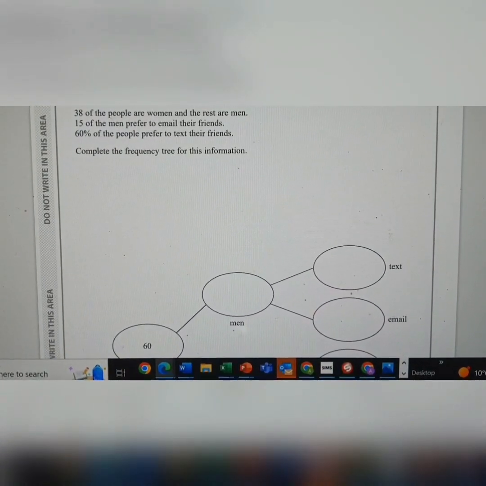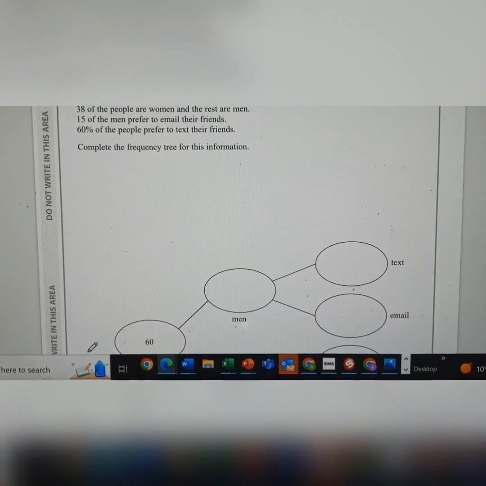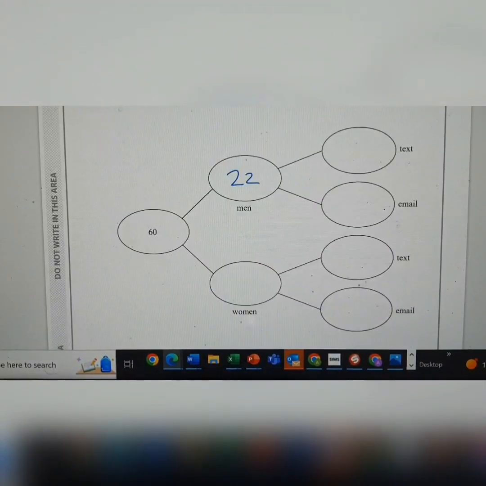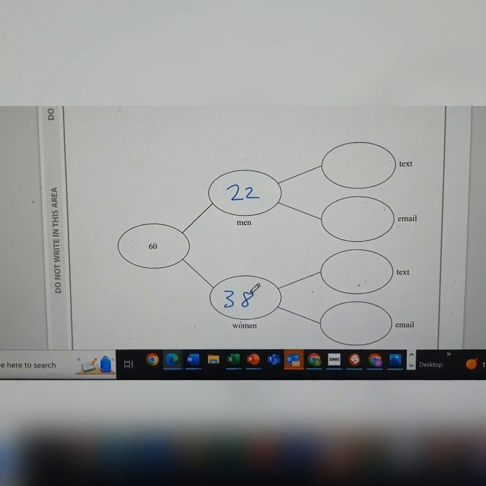So we're starting with 60 people in total, which is represented here. So 38 of the people are women and the rest are men. So you need to do 60 take away 38. So type that in, 60 take away 38. So 38 are women and 22 are men. So you'd write 22 there and 38 in here.